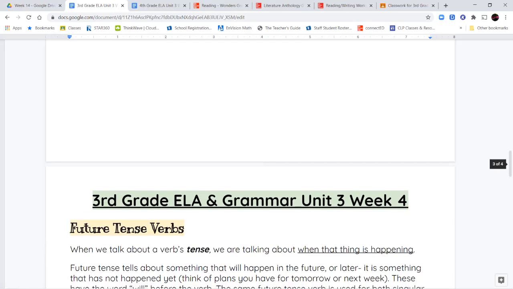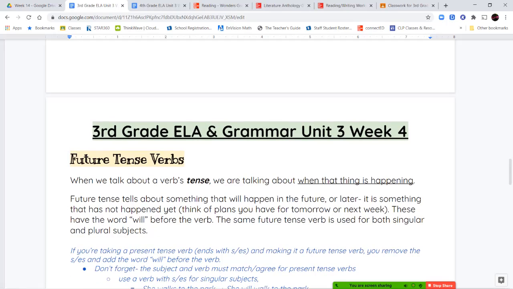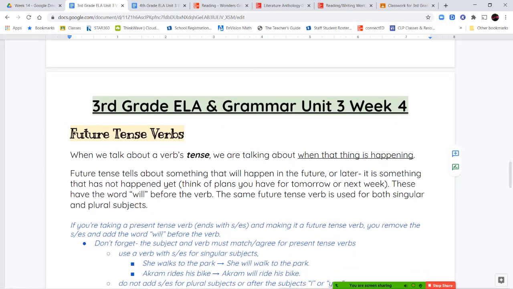Now let's get into your ELA and grammar notes for the week. Now our ELA and grammar notes this week, we're going to focus first on future tense verbs. So we've talked about past and we've talked about present tense. Now we're going to talk about future tense verbs.